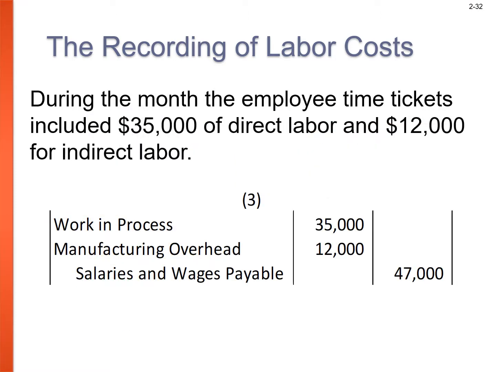During the month, the employee time tickets included $35,000 of direct labor and $12,000 for indirect labor. So I'm going to debit work in process, and I'm going to do the same in my T account for the direct labor. I'm going to debit my clearing account, manufacturing overhead, for $12,000 for the indirect labor, and then I'll credit a T account, salary and wages payable, for the $47,000 that needs to be paid to our employees, and it sits there until they're actually paid.